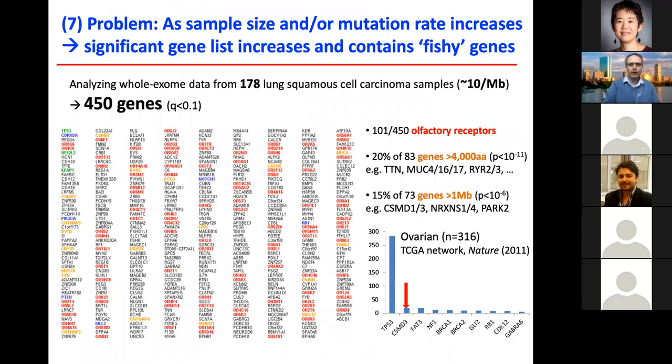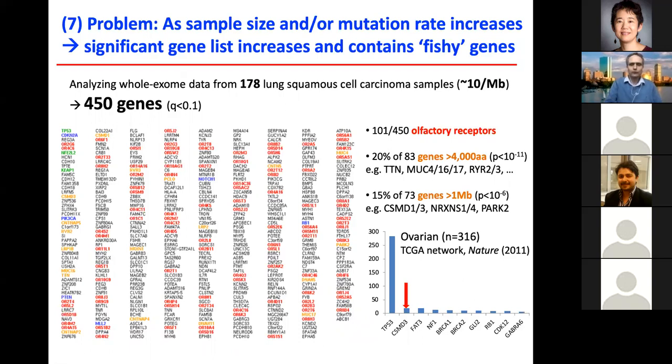But then we hit a problem. The problem was when we looked at lung cancer, roughly nearly 200 lung cancers, and ran the same algorithm, we found 450 potential candidate cancer genes. And what struck us as very odd is that 100 of them were olfactory receptors, which are related to smelling in the nose. And many of them were very long genes in the genome, either in terms of amino acids or territory in the genome, including CSMD1, or CSMD3, which was one of the genes we thought was significant in ovarian cancer. So we didn't know what was going on.